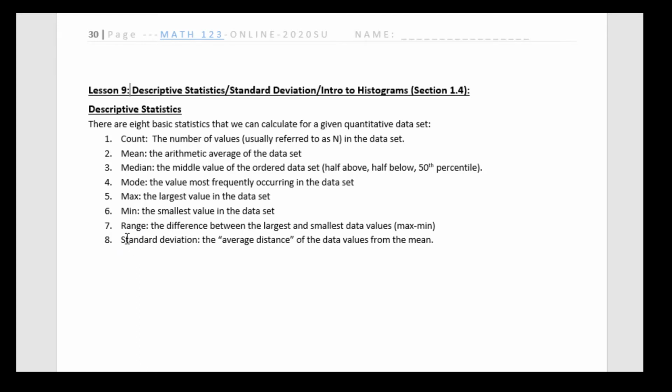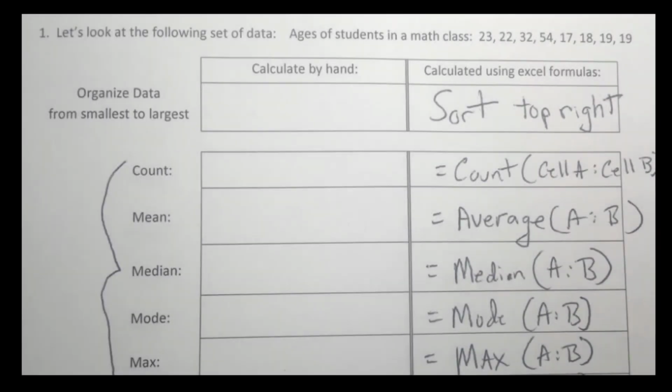One of the more important ones here is going to be standard deviation, which is the average distance from the mean. It's the one that you need to understand, and then to even move further in statistics, that's the key one for understanding. These other ones you probably have seen before, but we're going to go over them. Okay, let's look at these descriptive statistics.